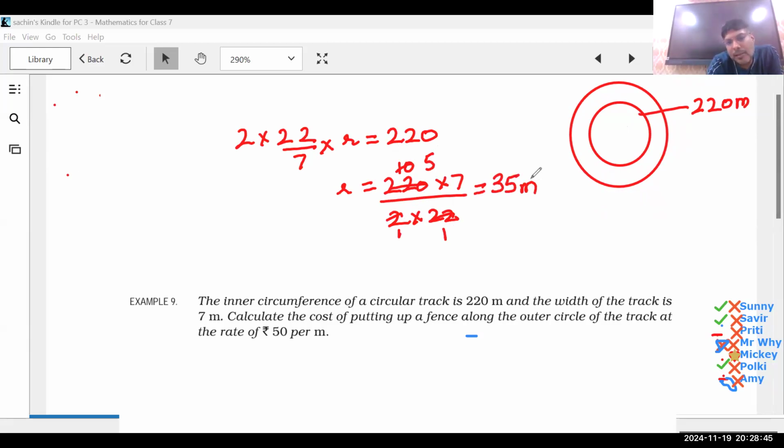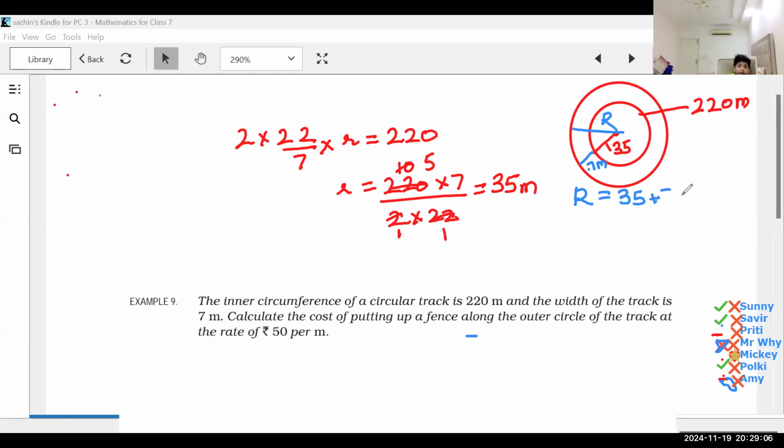Any doubt in this? No sir, mine also came the same. Now guys, how much will the outer radius be? The width will be 7. So the outer radius, big R, will be how much? 35 plus 7, that is equal to 42 meters.